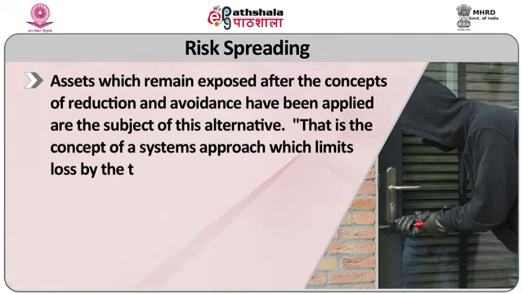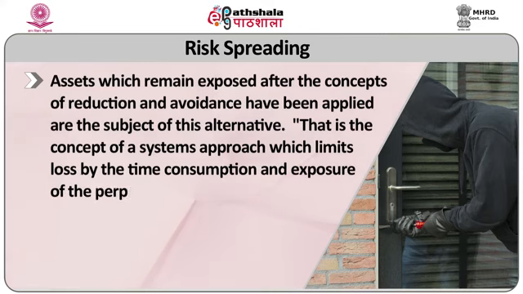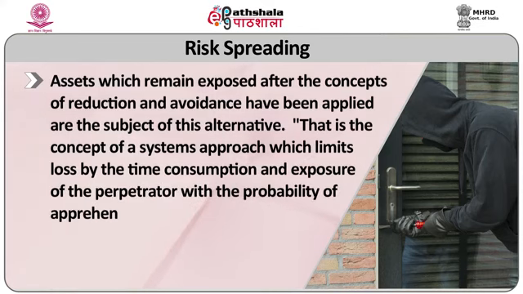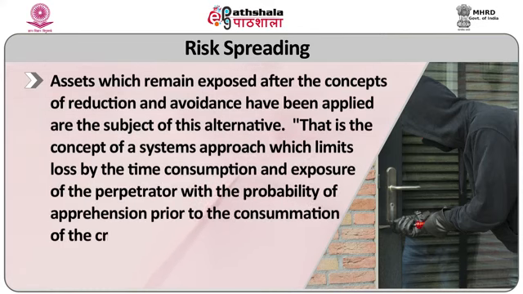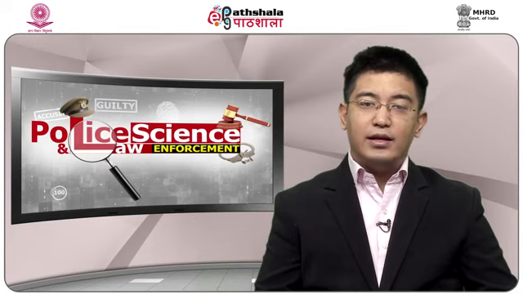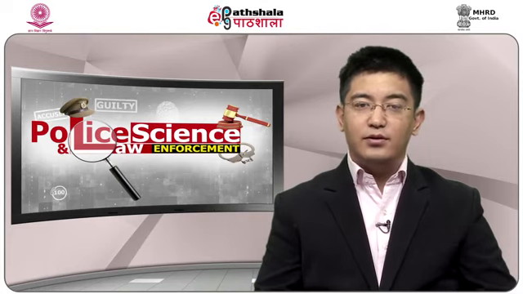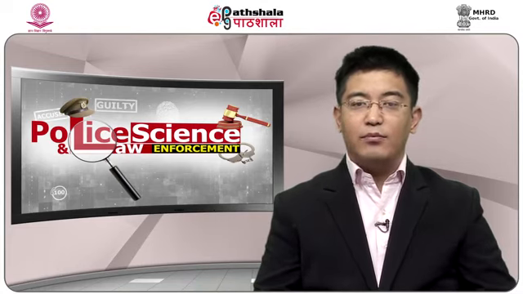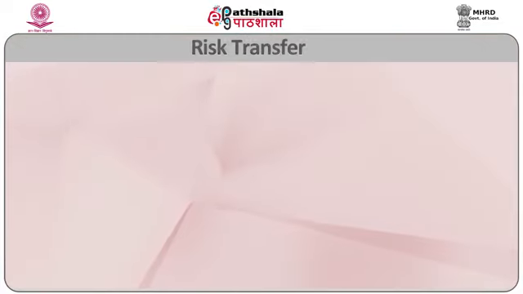That is the concept of a systems approach, which limits loss by the time consumption and exposure of the perpetrator with the probability of apprehension prior to the consummation of the crime. Example: perimeter lighting, barred windows and intrusion detection limit the possible loss by reducing time available to remove assets and escape without apprehension.